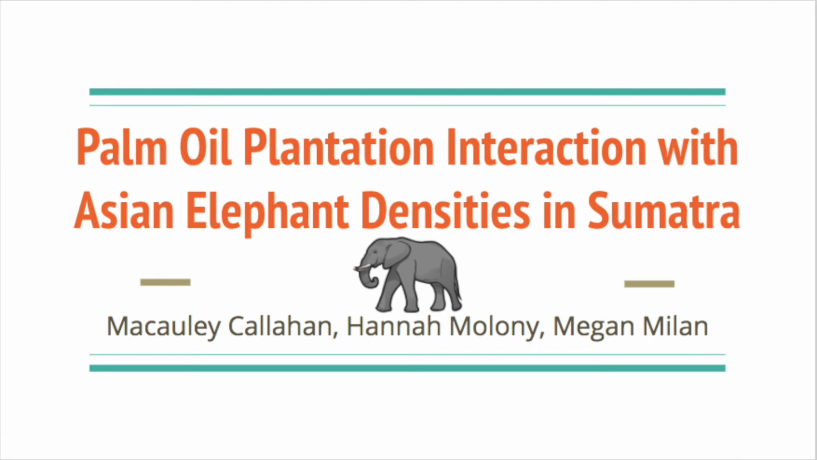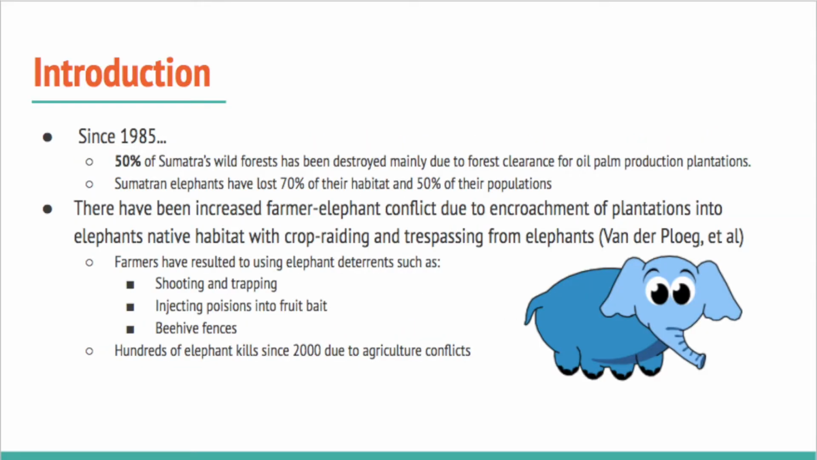Our final project was based on palm oil plantations and how they interact with the population densities of Asian elephants in Sumatra. Palm oil is the most widely consumed vegetable oil on the planet, coming in the forms of cooking spray, chocolate, ice cream, and many others. Oil palm plantations have sprung up in Sumatra, effectively taking over the natural landscape.